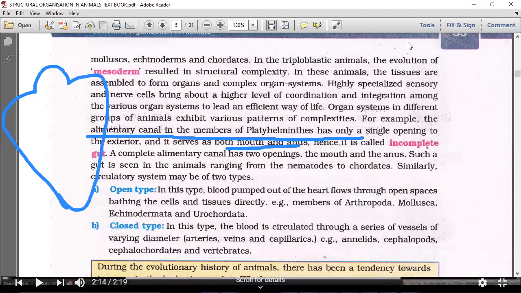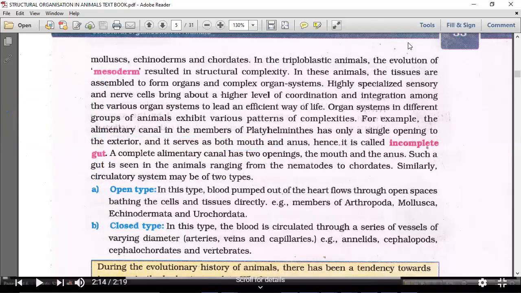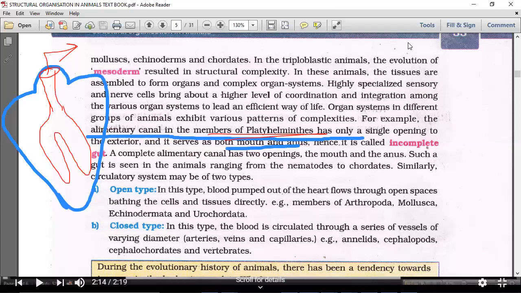Fasciola hepatica, which is called liver fluke, a representative of phylum Platyhelminthes. You see here, this opening acts as both mouth and anus. Let me show you once more that phylum Platyhelminthes is an example for sac-like gut. It is said to be an example for sac-like gut.